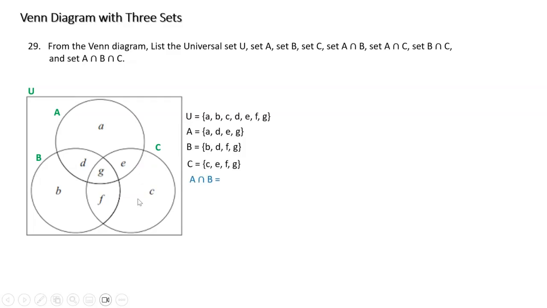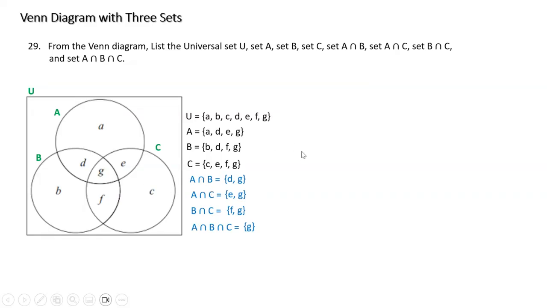Okay, now here comes the intersection. What does A and B have in common, or where do they intersect? The answer will be D, G. What does A and C have in common, or where do they intersect? This is A here, and C. The answer will be E, G. What does B have in common with C? This is B, this is C. The answer will be F, G. Now the last one, what do they all have in common? The answer is G, right? Because that's what they all have in common, this part here.